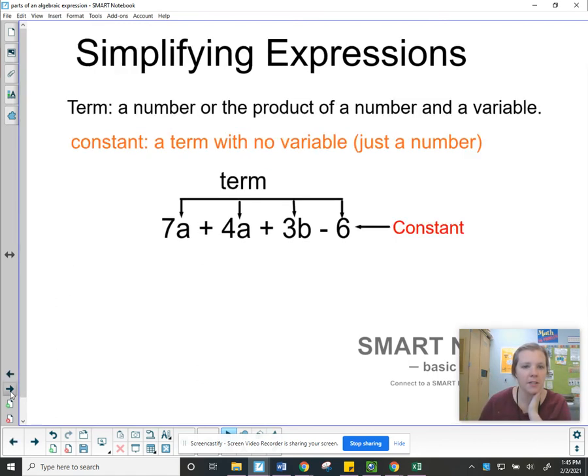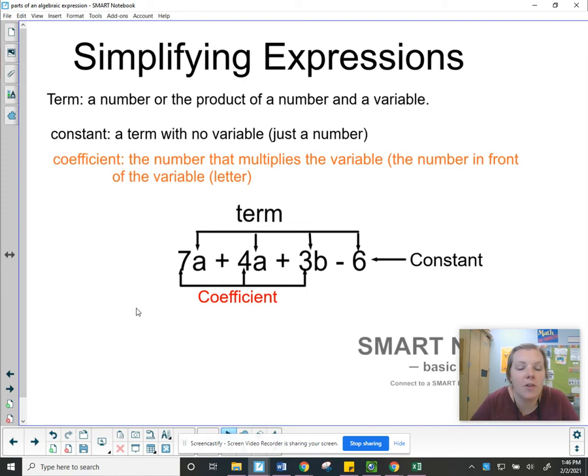The next vocabulary word then is a constant. You're going to be hearing me say the word constant a lot. A constant is a term with no variable. It is just a plain number. And in this case, the constant is 6. It is a term. Terms are separated by plus or minus signs, and it has no letter. A variable, remember, is a letter. So the constant has no letter with it.